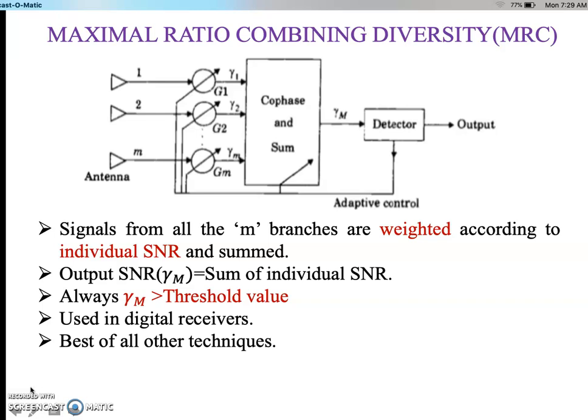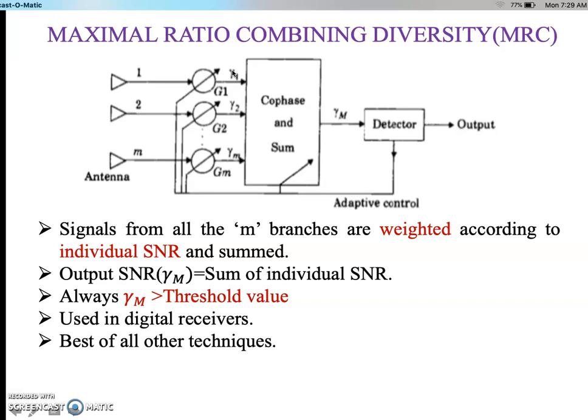The next one is maximal ratio combining diversity, or shortly called MRC. This is the block diagram of the MRC technique. You can see it has M diversity branches. Gamma 1, gamma 2, gamma M are the individual SNR values of each branch, and this gamma M is the summation of all the individual SNRs.